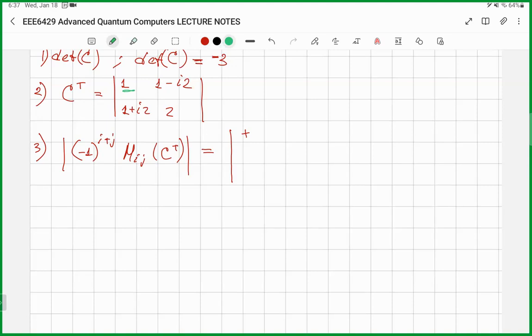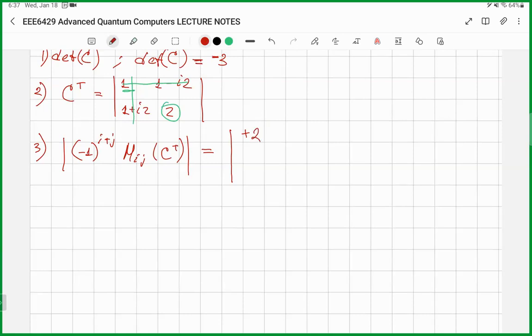How do I do so? I remind you that finding the minor is simply taking this element and removing the corresponding column and the corresponding row. What I get is this element 2 here. So this is my minor of my matrix. So I write plus 2.